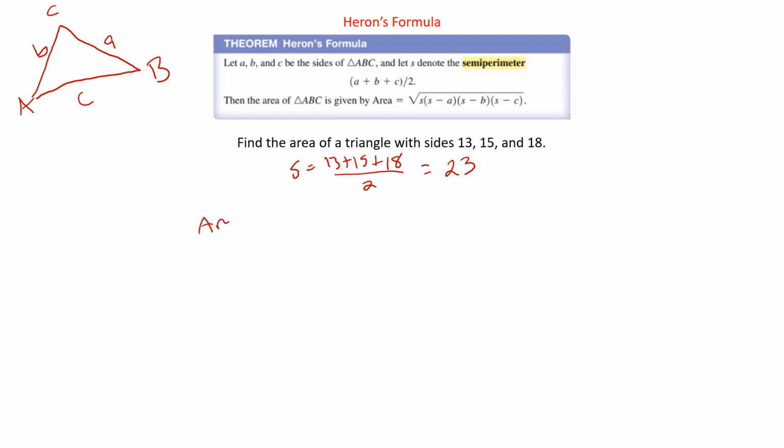So the area is going to be the square root. We're going to have 23 times, and then it's going to be 23 minus each of the sides. So 23 minus 13 is 10. 23 minus 15 is 8. 23 minus 18 is 5. We multiply these things together and we square root. So 23 times 10 times 8 times 5 is square root of 9,200.